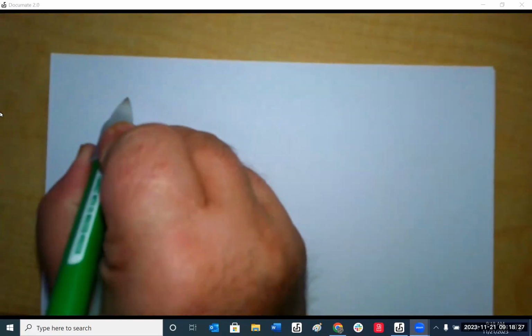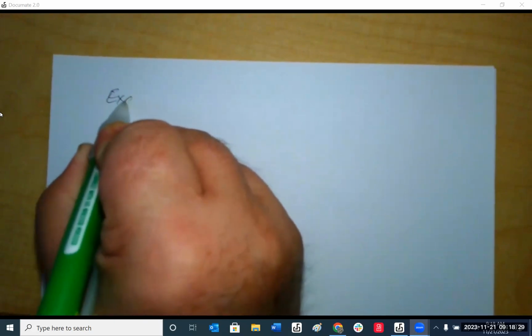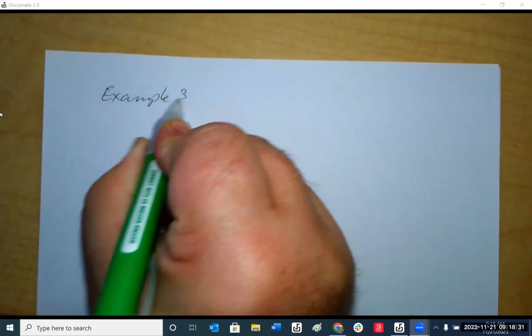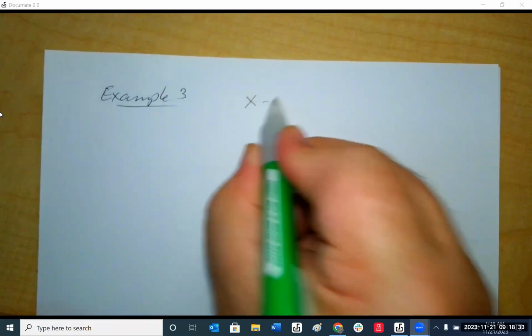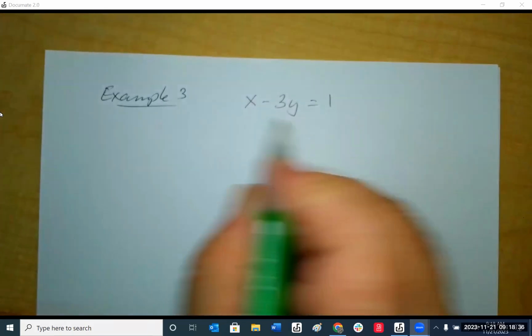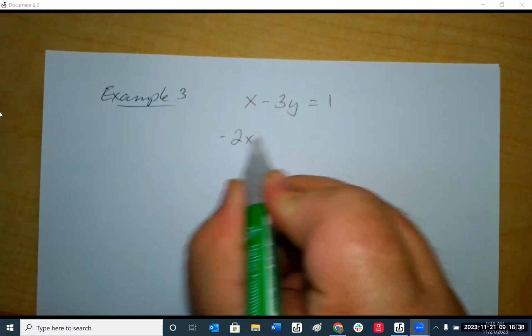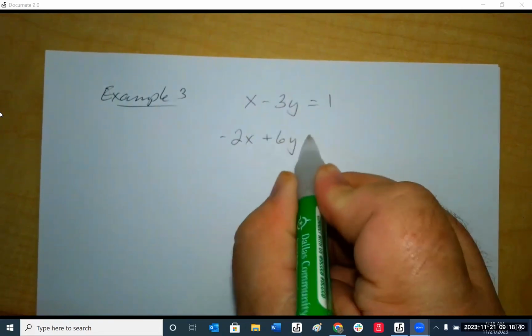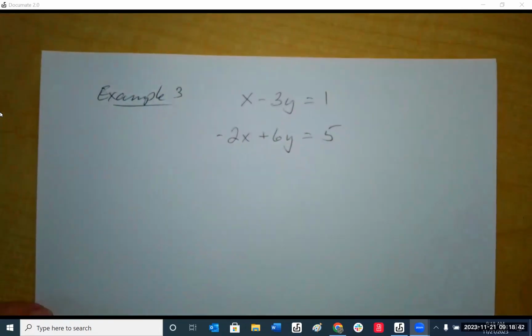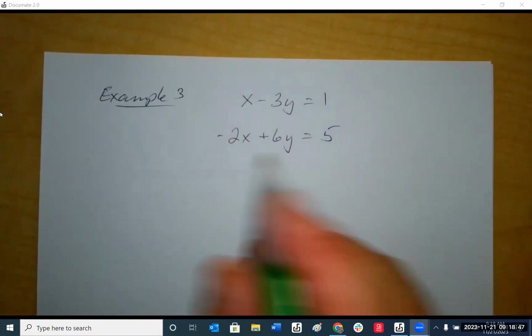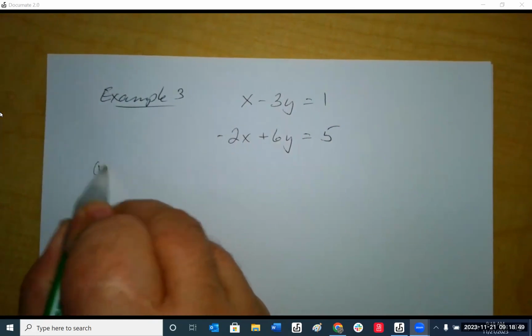All right, let's see what it would look like if we had a parallel or a perpendicular line, or the same lines. Let's use this equation. X minus 3y equals 1. Negative 2x plus 6y equals 5. Graphing, I'm not going to go into that. So we're going to do substitution.